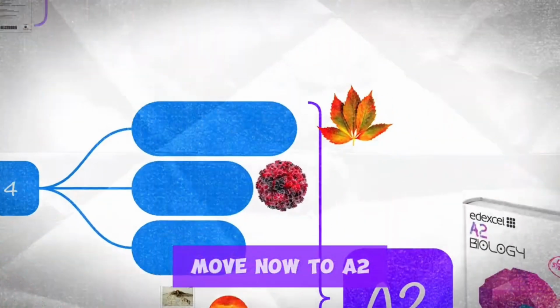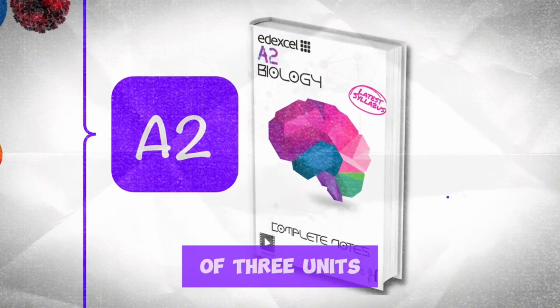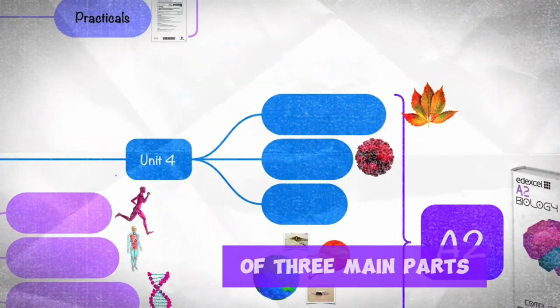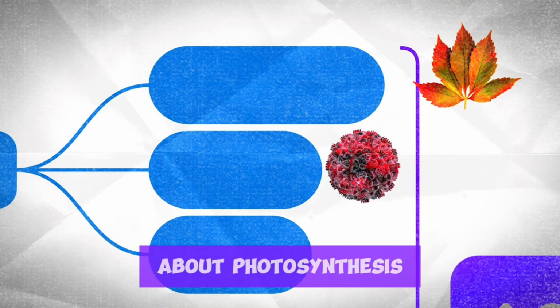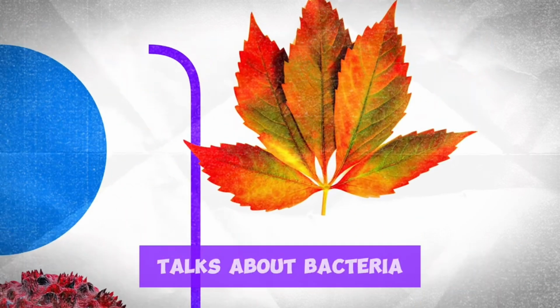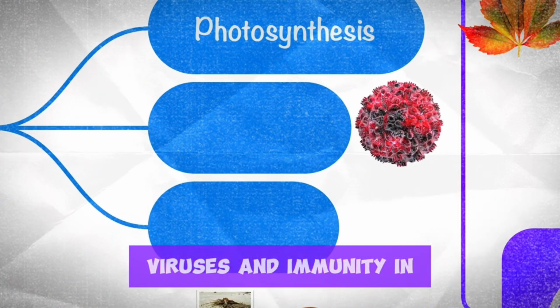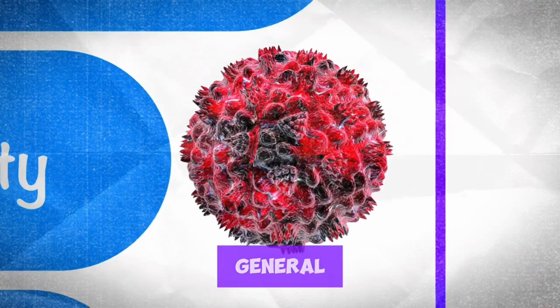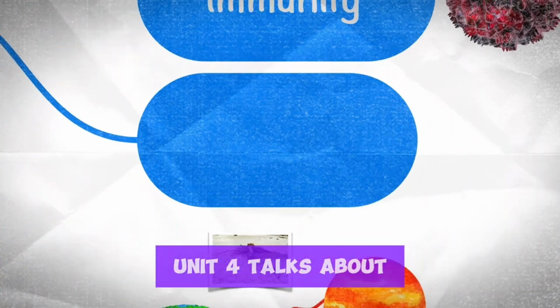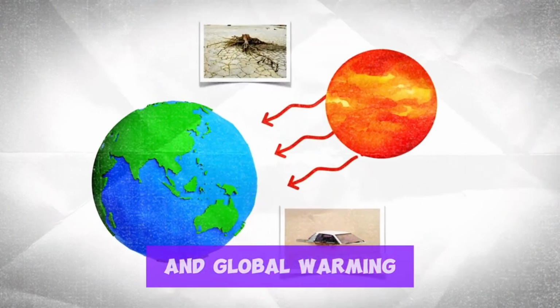Let's move now to A2 biology, which is also made of 3 units. Unit 4 is made of 3 main parts. The first part talks about photosynthesis, and the second part talks about bacteria, viruses, and immunity in general. The third part of Unit 4 talks about ecology and global warming.